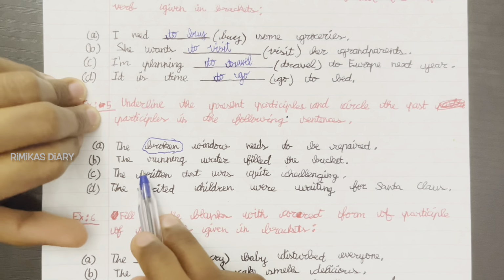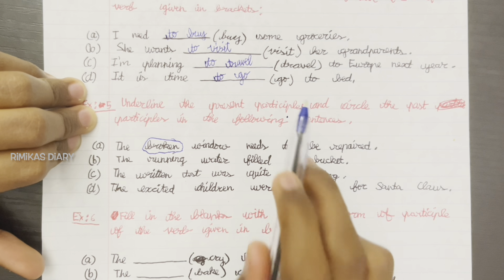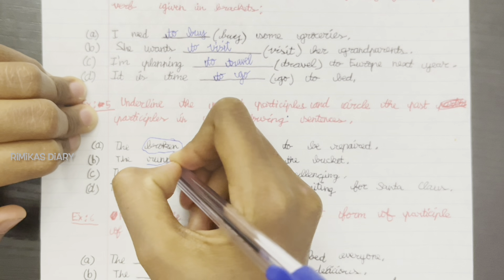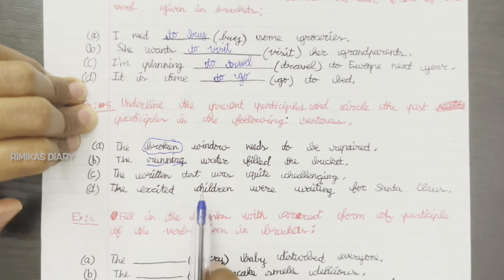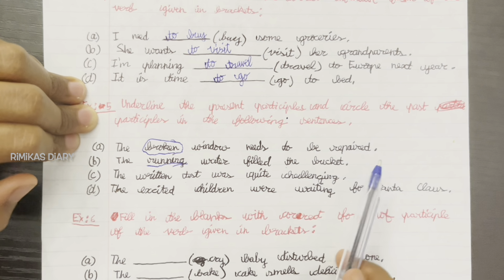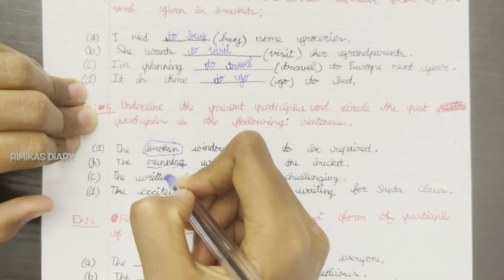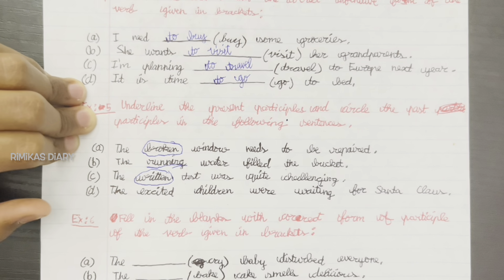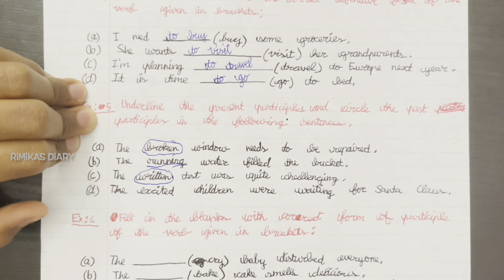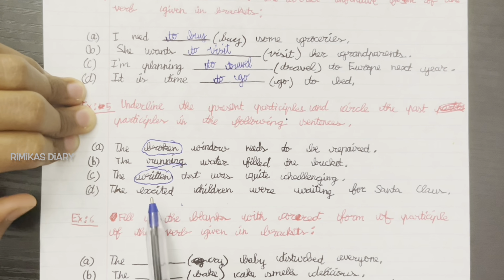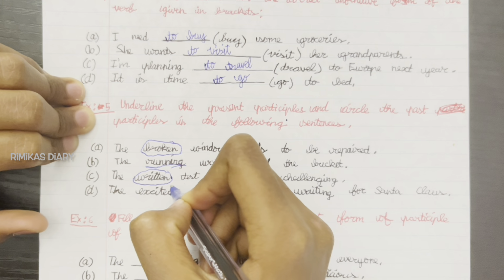Next, the running water filled the bucket. So here, running is the present participle because it ended with ing. So I'm going to underline it. Next, the written test was quite challenging. So here, written is the past participle because it ended with en. So I'm going to circle this. Next, the excited children were waiting for Santa Claus. So here, excited is the past participle since it ended with ed.